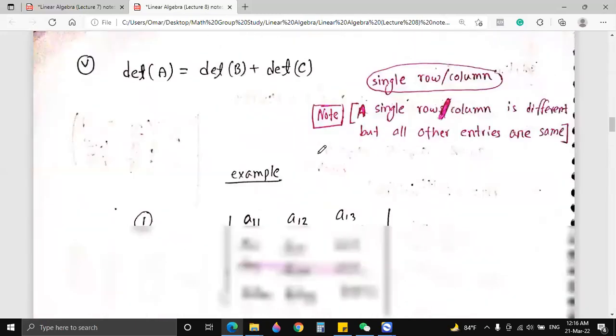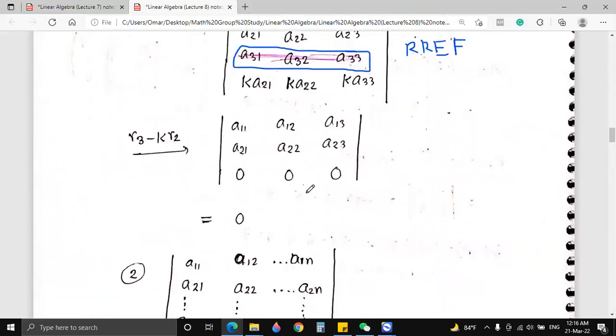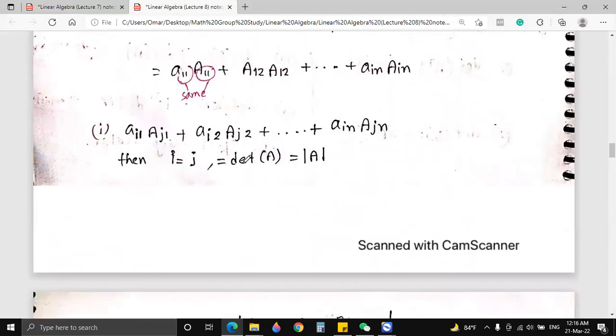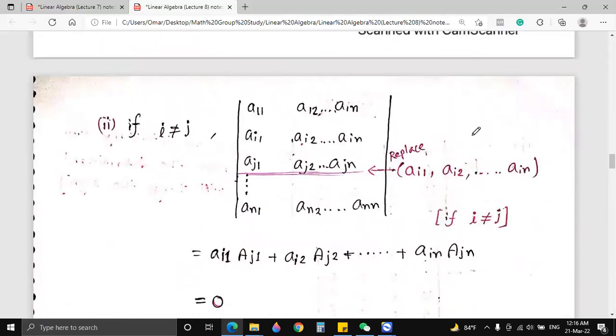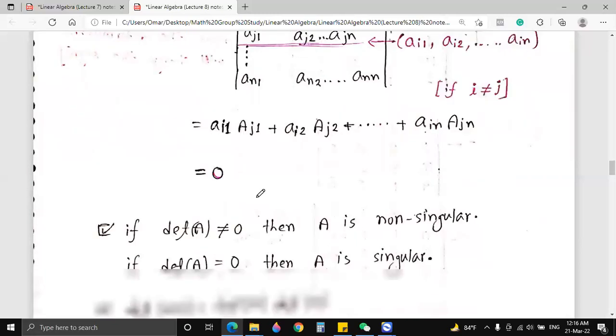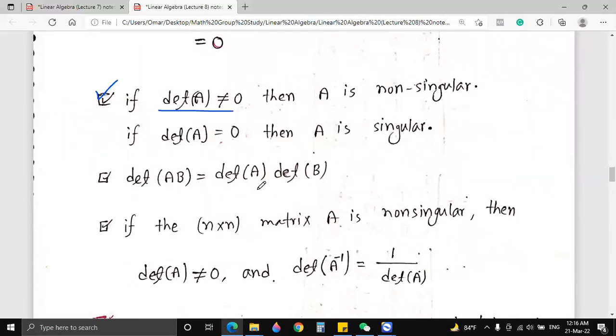Okay, so I am giving you some real examples. I think that will be much easier for you. If determinant of A is not equal to 0, then A is non-singular. If equal to 0, then singular. Determinant of A into B is equal to determinant of A into determinant of B.